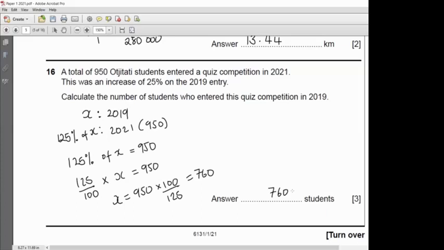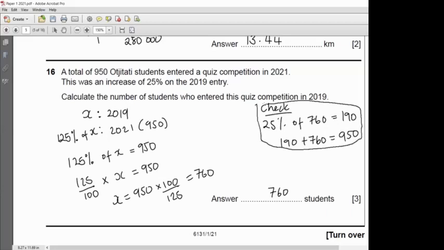And you can always check that what you did is correct, not that you should necessarily write this down. This is something you can do on your calculator. You can find 25% of 760. This is 190. And then you say 190 plus 760. And you will see that the answer is 950. So again, this is not something that you should necessarily write on the paper. I'm just showing you a way that you can check and see that what you have done is in fact correct.